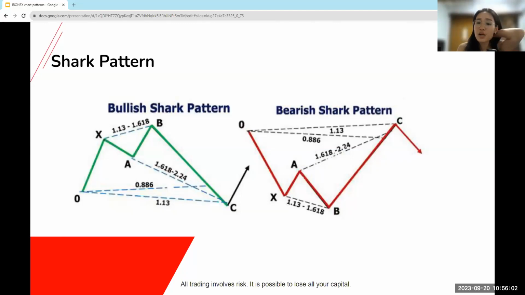Okay, bullish sharp pattern. After the impulse wave XA, the corrective leg should end between 38.2 and 61.8% retracement of the impulse leg XA here. Okay. So you can see the arrows. Once price breaks out of this level here, then we're expecting it to reverse. Similarly over here, we're expecting it to reverse.